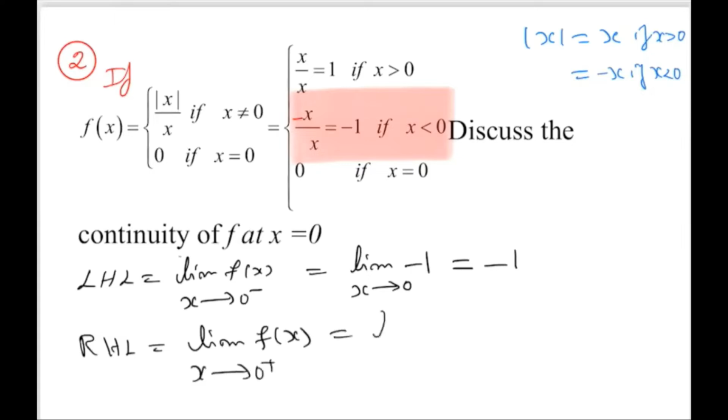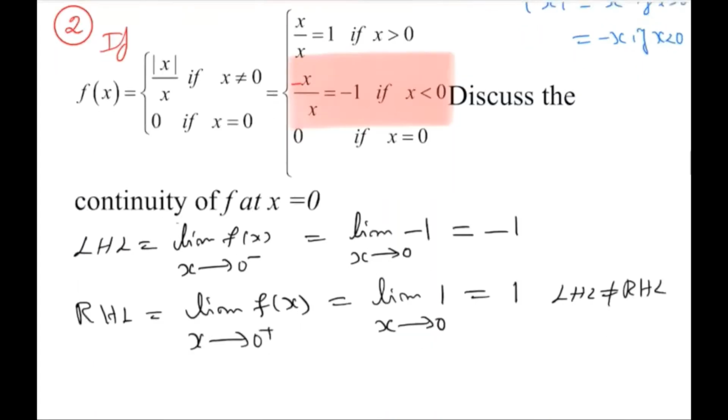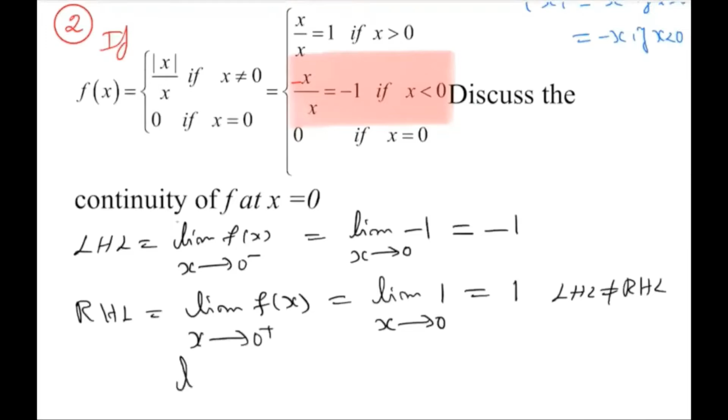You are approaching 0 from the right of 0. So once you take the appropriate function, you don't have to write any sign over here. That is, when x is greater than 0, the function is defined as 1. So that becomes 1. So here LHL not equal to RHL. Limit doesn't exist.